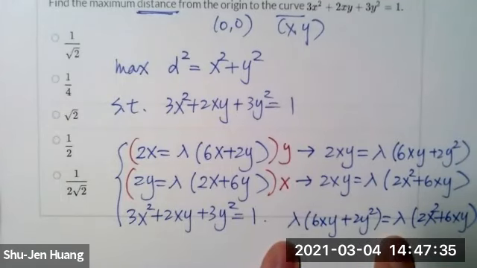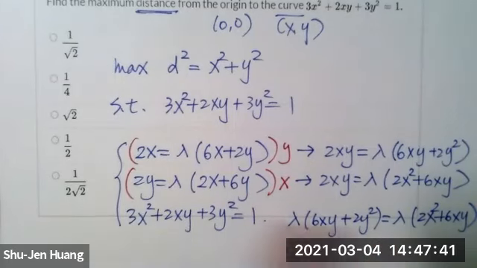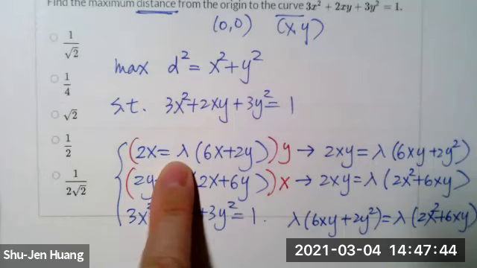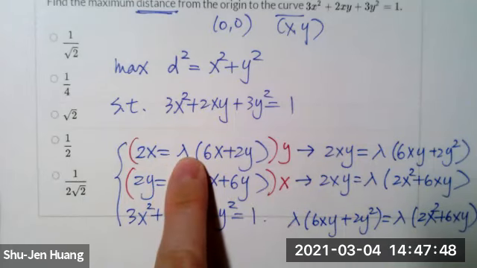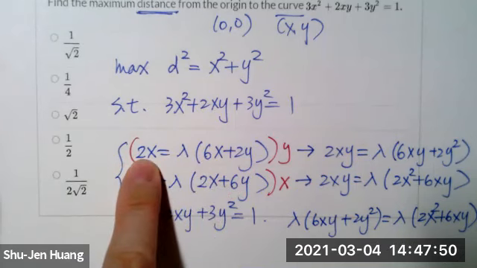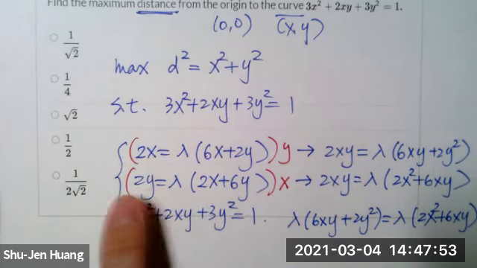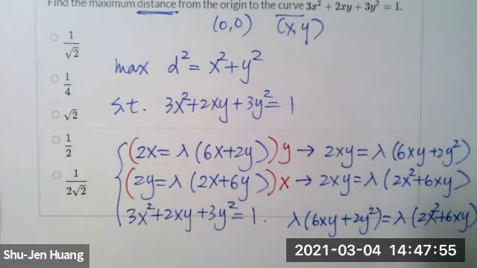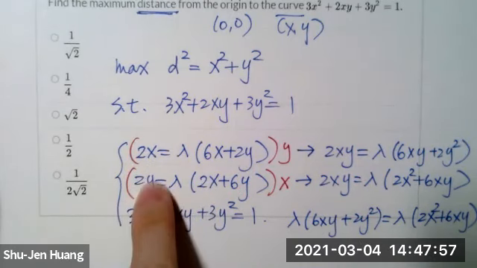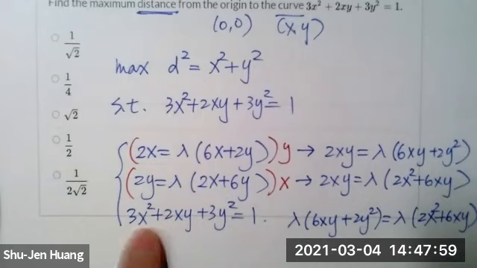Can we divide by lambda here? Let's look at the first two equations. Can lambda be 0? If lambda equals 0, then x equals 0, and y equals 0. So when lambda equals 0, x and y both equal 0, and then it doesn't satisfy the constraint here. Do you see that? Therefore, we know lambda doesn't equal 0.